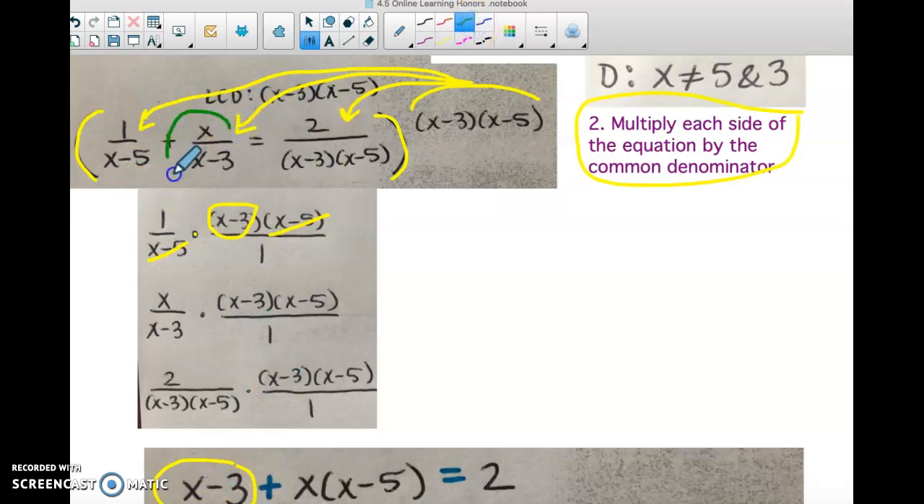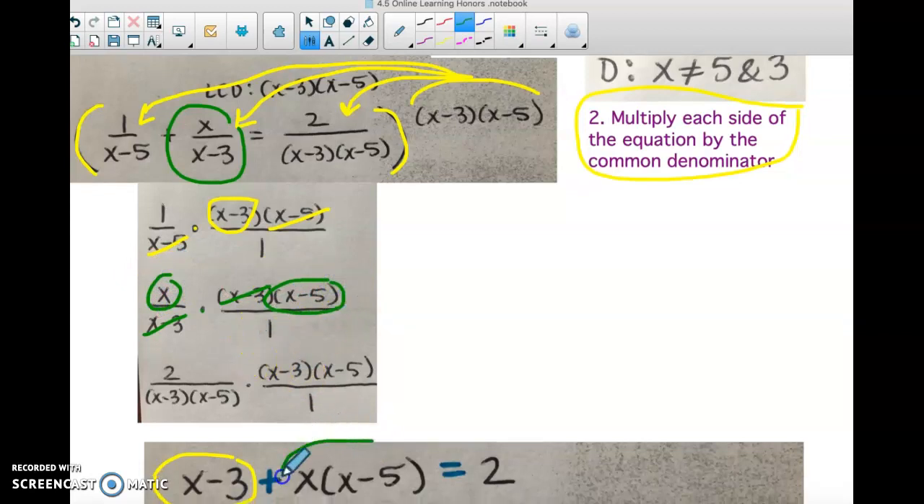I'm going to do the same thing. X over x minus 3 times my common denominator, x minus 3 times x minus 5. What happens here? Now my x minus 3's cancel. And what am I left with in the numerator? X times x minus 5. No fraction. My denominator is 1. My fraction is gone. And this will happen every time. That's what I'm left with.